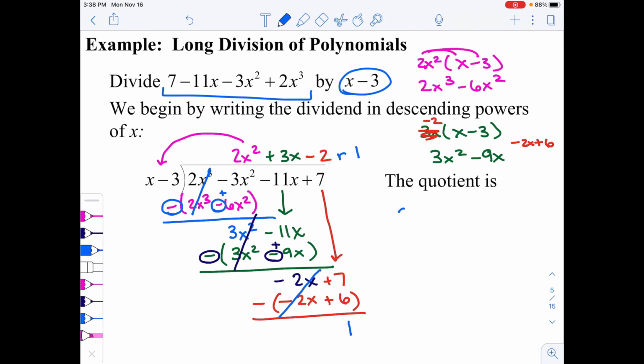So the quotient is, we end up with a 2x squared plus a 3x minus 2. But in order to write my remainder, I'm going to put a plus, and we had 1 left over. Well, 1 out of what? What were we dividing by? We were dividing by an x minus 3.